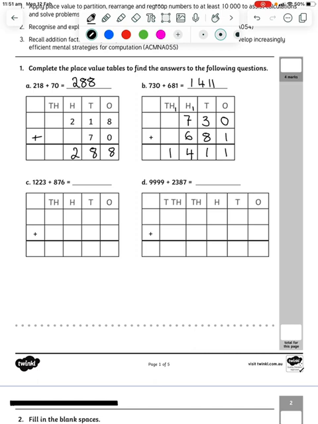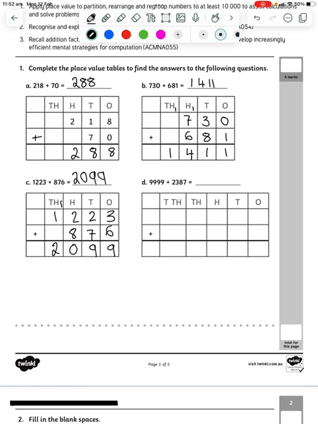Part C, it's 1,223. So we're going to start with our 1,000 column. So 1,223 plus 876. Remember, making sure that our ones line up, our tens line up, our hundreds line up, and our thousands line up. 3 plus 6 is 9. 7 plus 2 is 9. 2 plus 8 is 10, so we put down that last number and then we carry 1 over. 1 plus 1 is 2, so 2,099 is our answer to C.